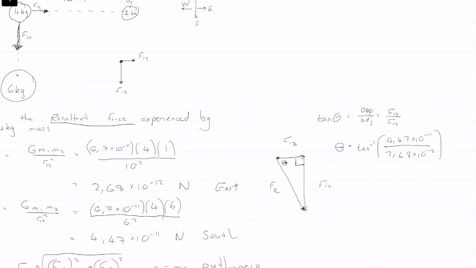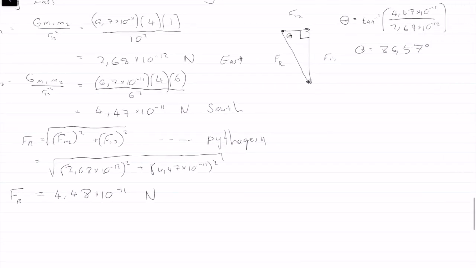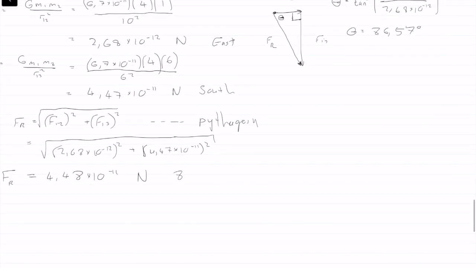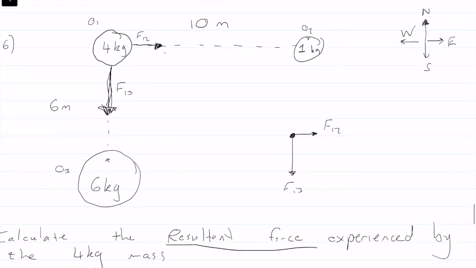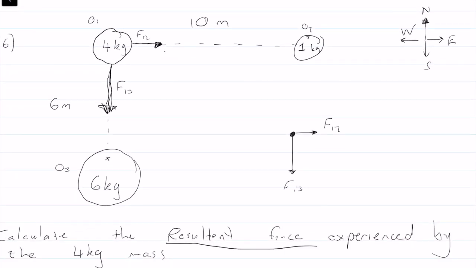I end up with an angle theta equal to 86.57 degrees. I'm going to define it like that, so it's 86.57 degrees clockwise from east. I hope that direction makes sense. I am going clockwise from true east. So that's just where we have multiple objects interacting with each other. Again, nothing too difficult there.